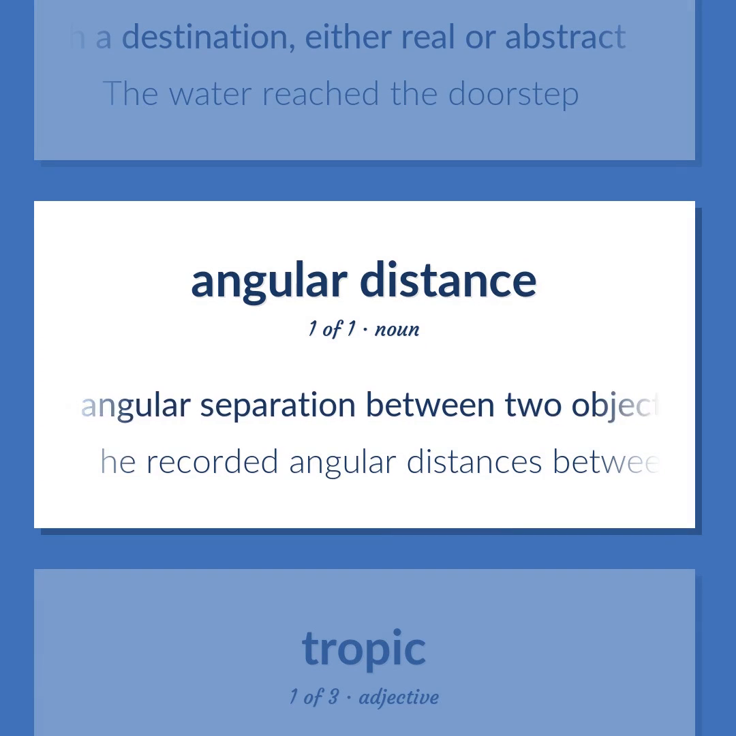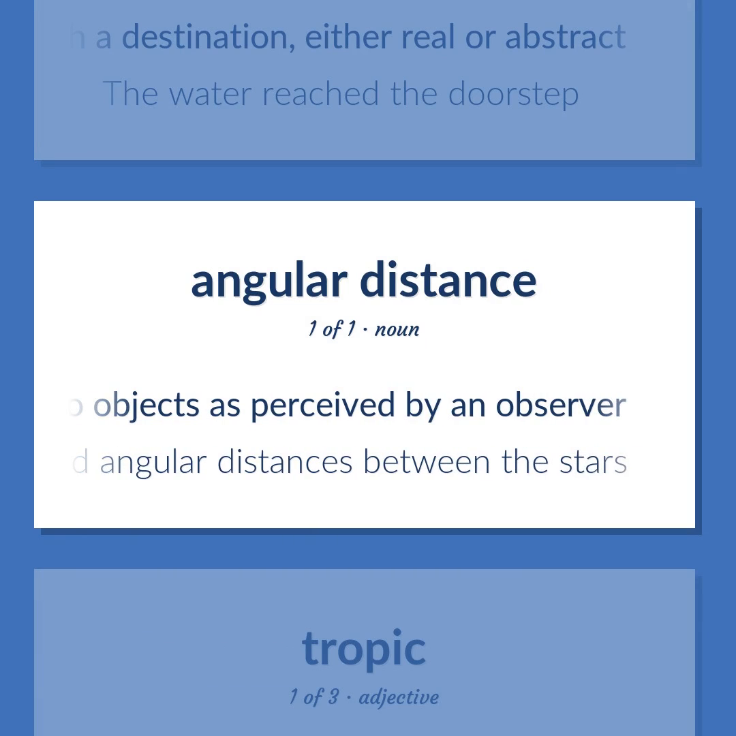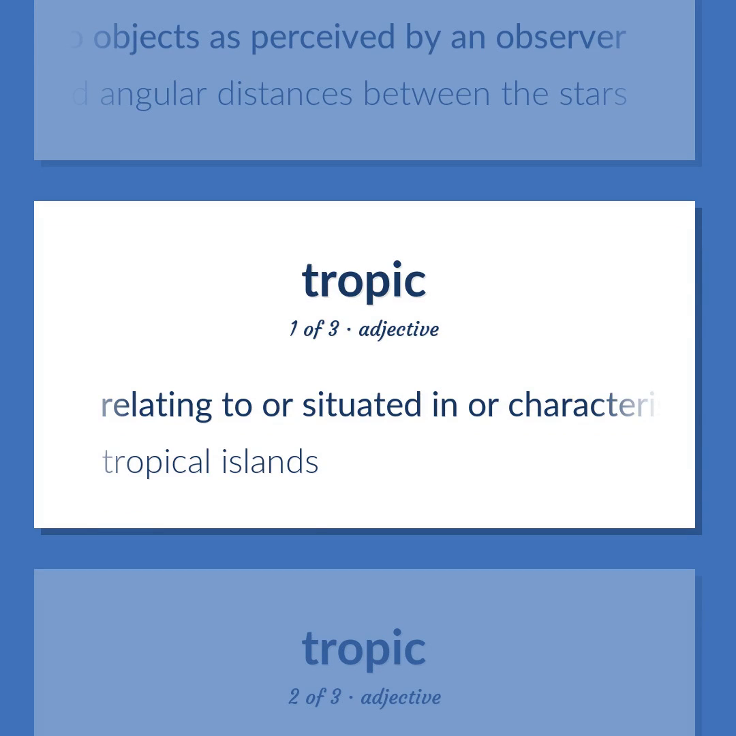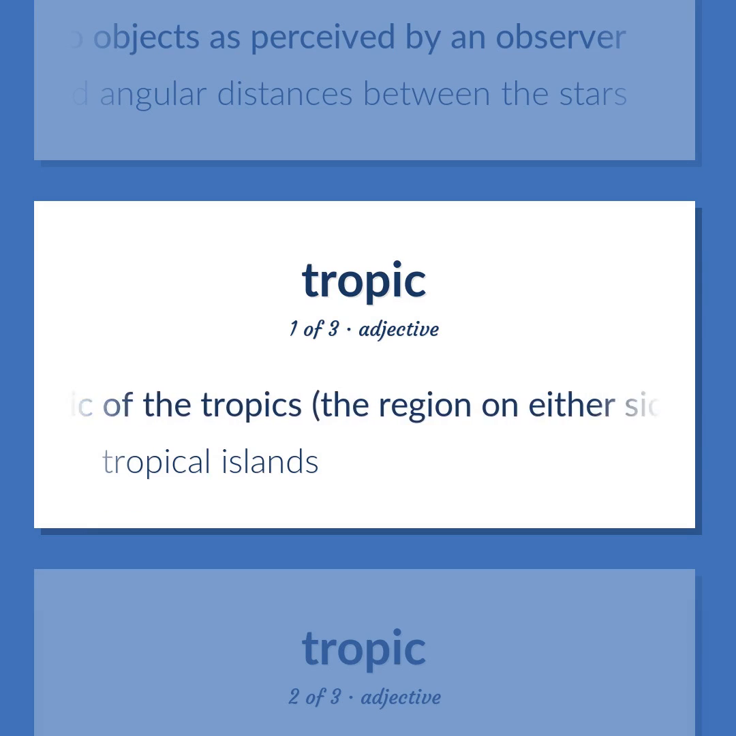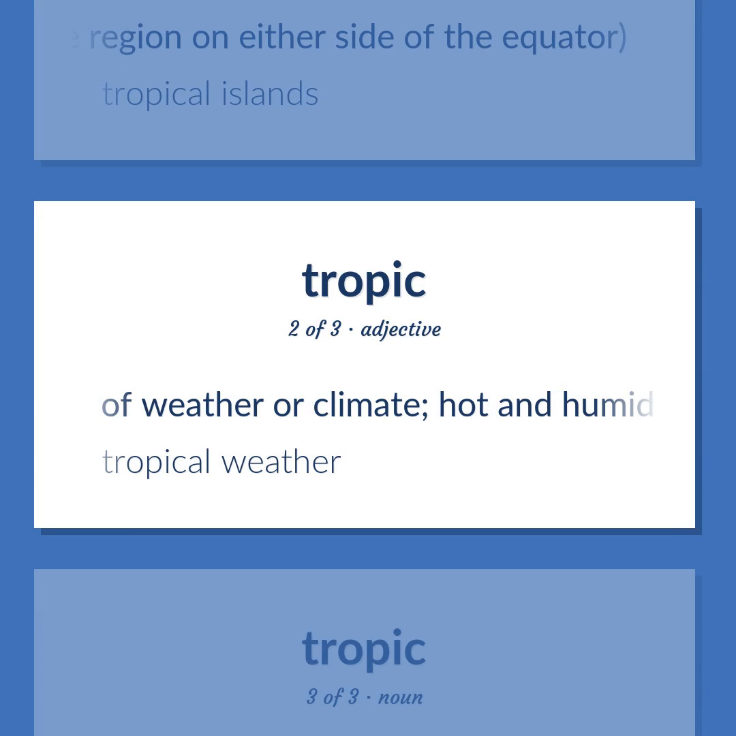The angular separation between two objects as perceived by an observer. He recorded angular distances between the stars. Relating to or situated in or characteristic of the tropics, the region on either side of the equator. Tropical islands. Of weather or climate, hot and humid as in the tropics. Tropical weather.